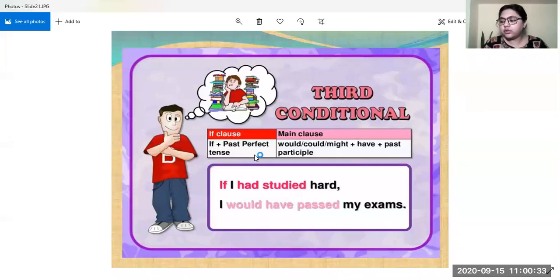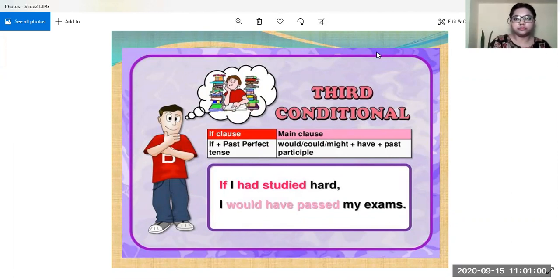So we can say that here we have a perfect kind of sentence in the main clause also. Any kind of perfect tense has a have and then a past participle. So let us look at the example. If I had studied hard, I would have passed my exams.